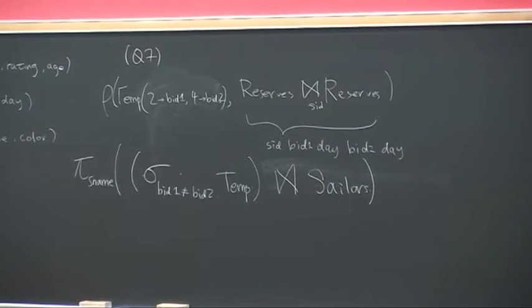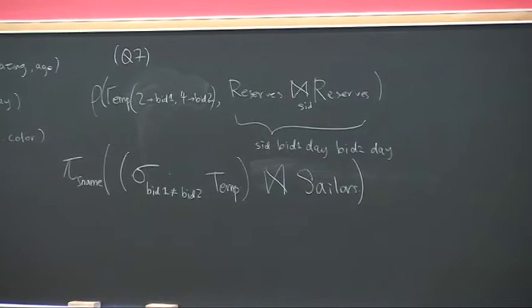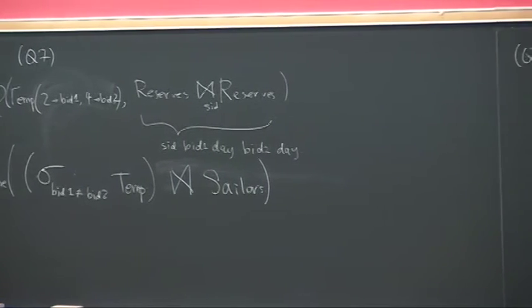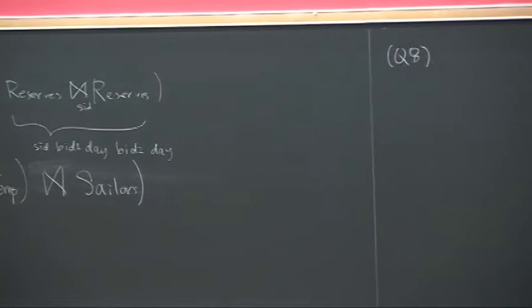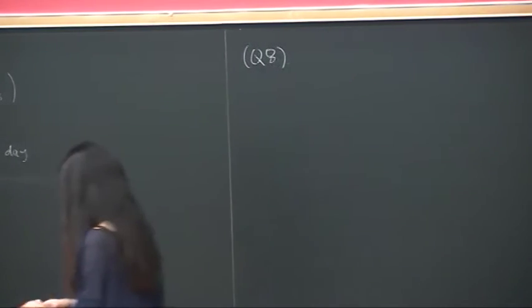Let's get into query 8. For query 8, we want to find the SIDs of sailors with age over 20 who have not reserved the boat. Any thoughts on this one? How can we start? Whenever we think about who have not done something, what do you think will be an easier way to begin?